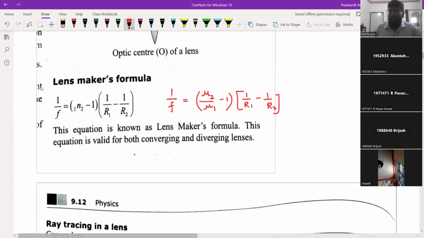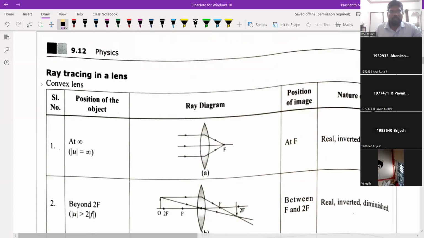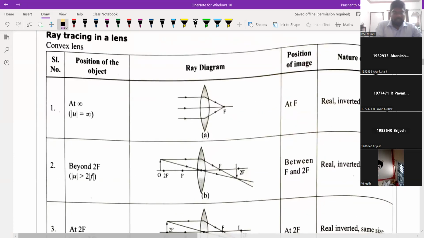If the lens is surrounded by air, then what will happen here? 1/f = (mu minus 1) into (1/r1 minus 1/r2). This is what will come out for the lens. And whenever you use the formula, what does this symbol mean? Sign, sir. So we have to apply the sign convention. Without sign convention, we should not use this formula, because you'll get unnecessarily negative marks.